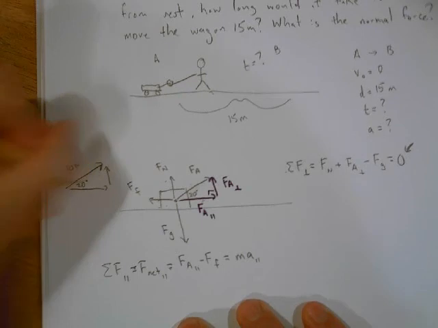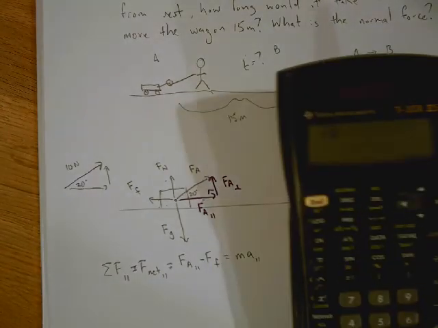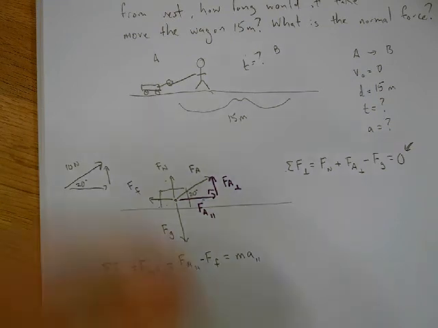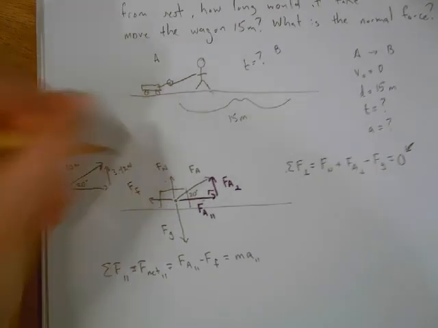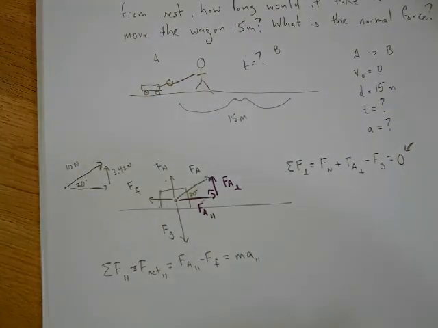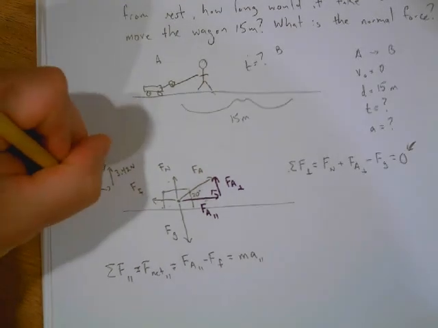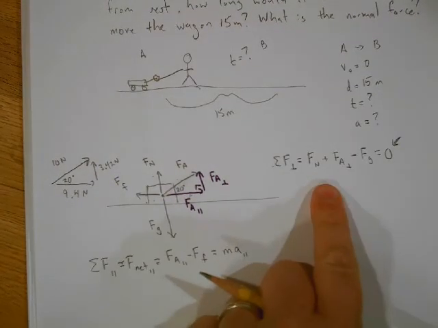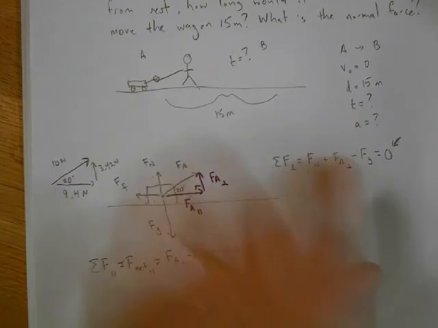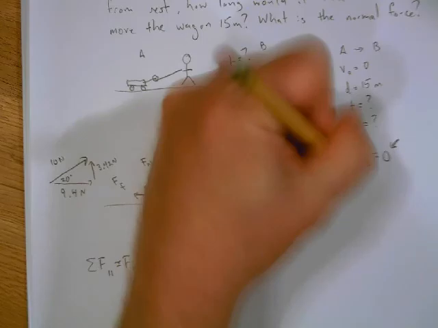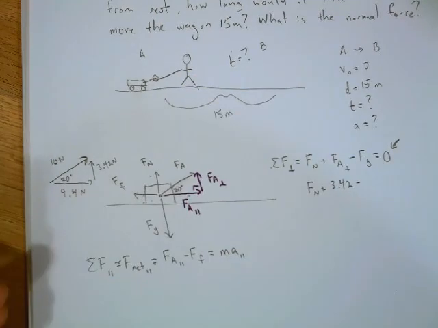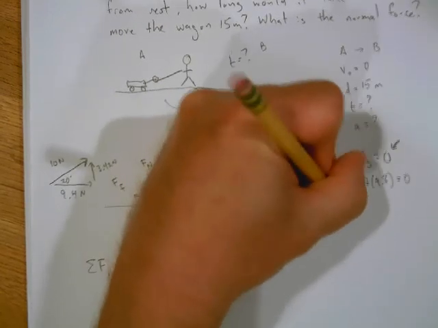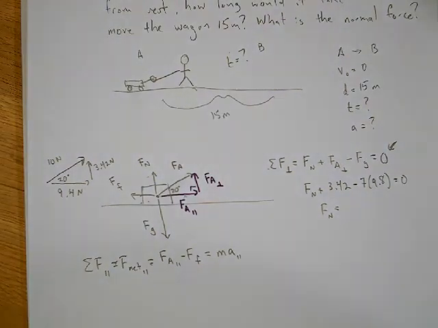I'm going to redraw it. We said that is 10 newtons, and this is 20 degrees. So you've got to use your mad trig powers. Get out your lovely calculator. If I say 10 sine of 20, I get 3.42 newtons. If I do 10 cosine of 20, I get 9.4 newtons. Now if I want to plug my stuff in, let's do this one, because I do have to find the normal force. So I would say Fn plus 3.42 minus 7 times 9.8 equals 0.